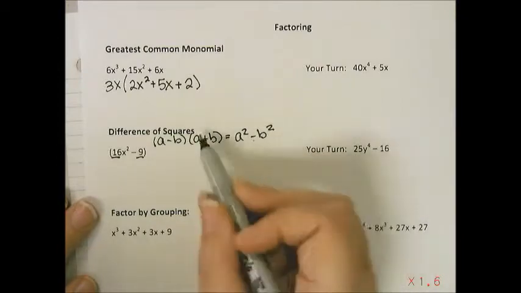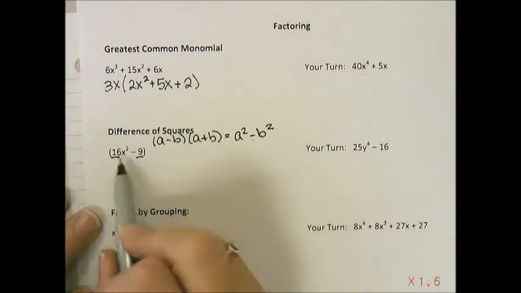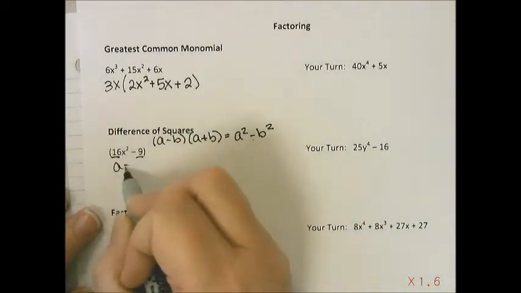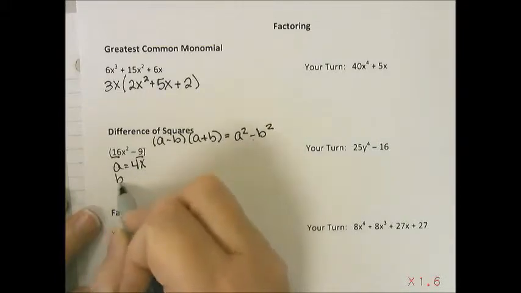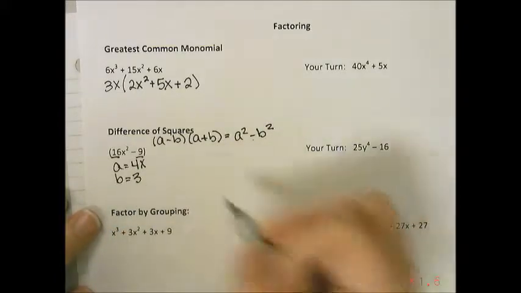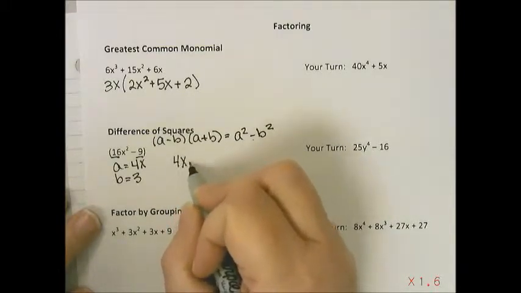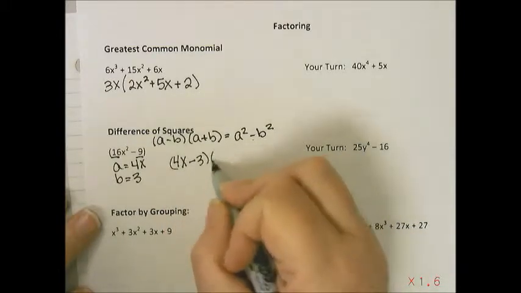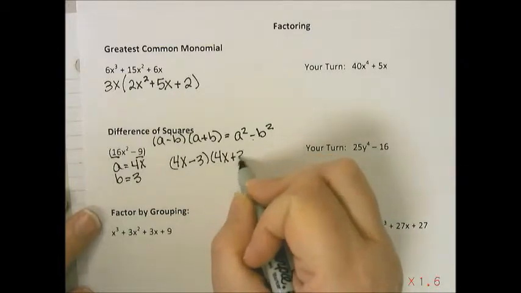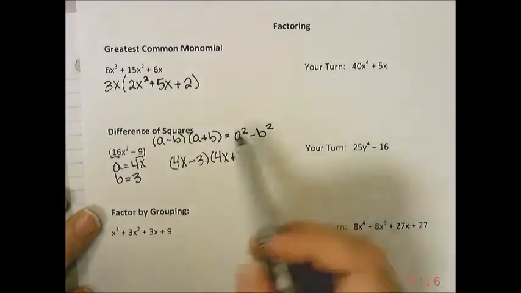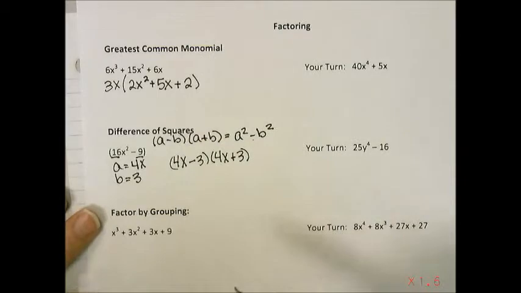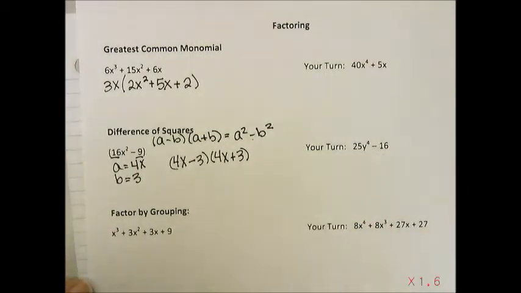So we can do the backwards part, which is called factoring. So we can say our a value is 4x and our b value is 3. So we can say this is 4x minus 3, and then this is 4x plus 3. So we're going to go backwards from what we had. Now you can do this one.